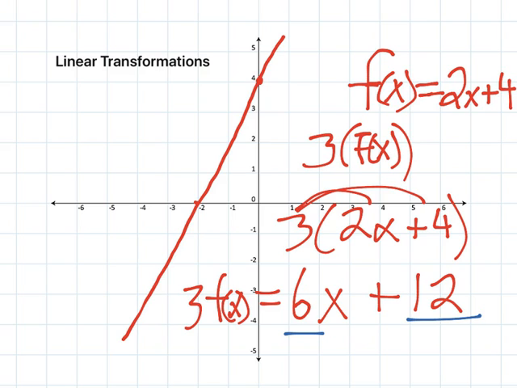Which moves a line off of this graph here. It moves the y-intercept way up there to 12, and it has a steeper slope of 6. But that's what that transformation does. So it changes the slope and it changes the y-intercept.